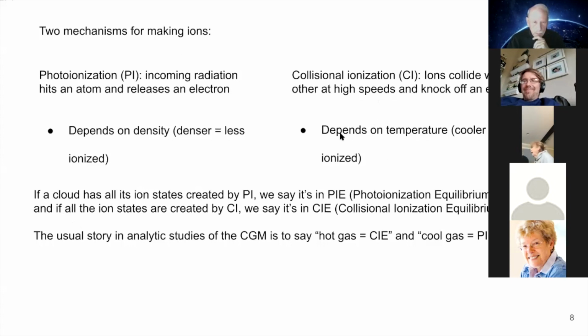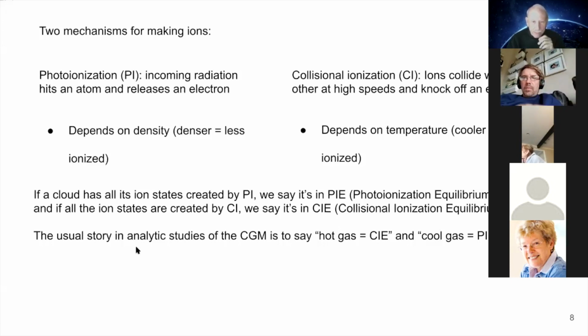Sorry about that. And if a cloud has all of its states created by CI, we say it's in CIE, or collisional ionization equilibrium. So the usual way people explain this is to say that hot gas is in CIE and cool gas is in PIE, which isn't totally unreasonable.